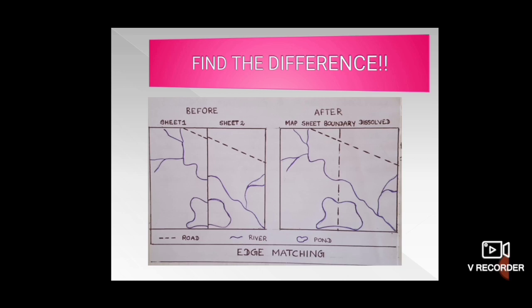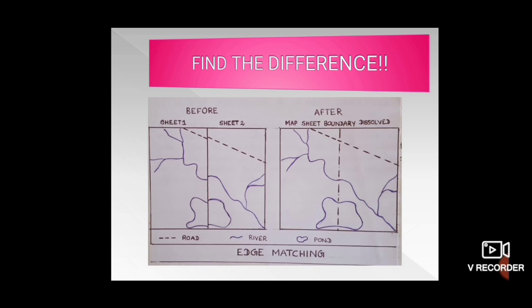First, we will be resolving the mismatches at the sheet boundaries. Now a mismatch has occurred for the road, as well as for the stream and the pond. So we will be resolving such mismatches and they will be joined together.